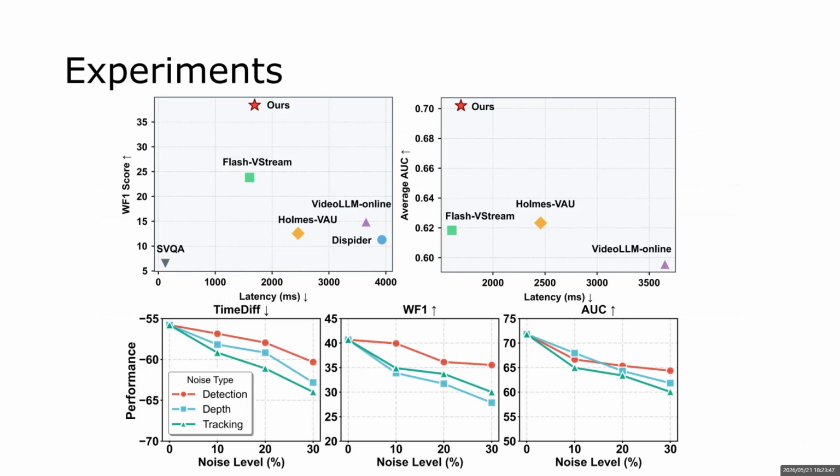The latency results show that our method achieves better prediction quality while maintaining a response delay comparable to efficient streaming baselines. This is because the graph information is injected as tokens into the VLM embedding space, instead of introducing a heavy sequential model. We also test robustness under detection noise, depth noise, and tracking noise. The performance degrades gradually rather than collapsing, which shows the model learns stable spatial-temporal motion patterns instead of relying only on precise low-level perceptions.